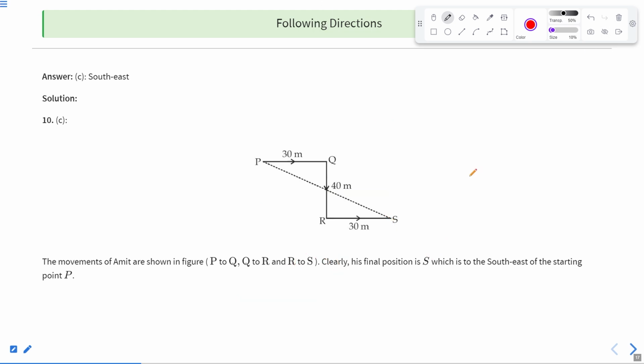If the movements of Amita are shown P to Q, Q to R, R to S, clearly position S is to the southeast of the starting point.